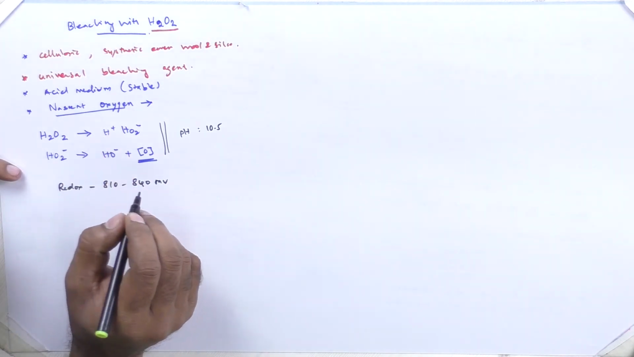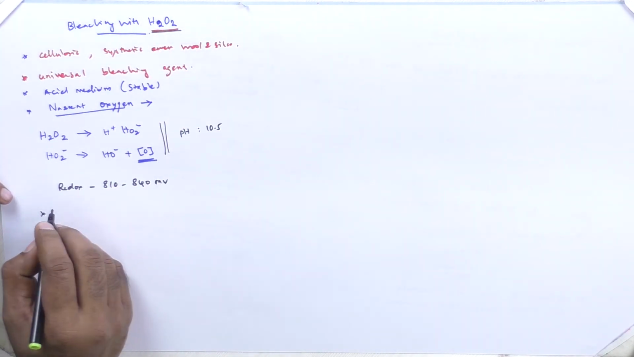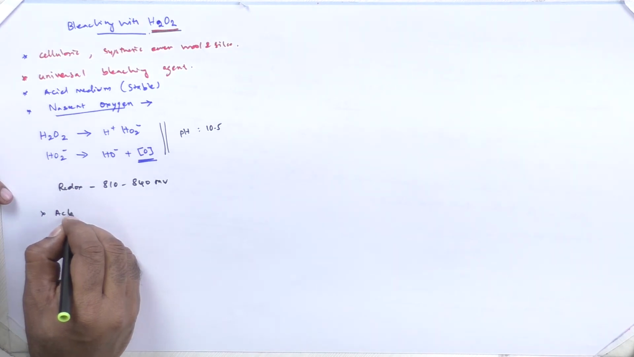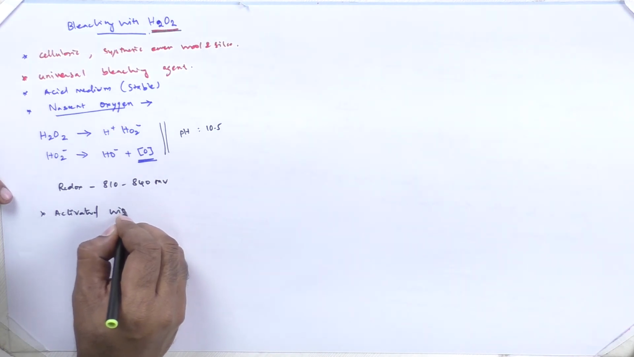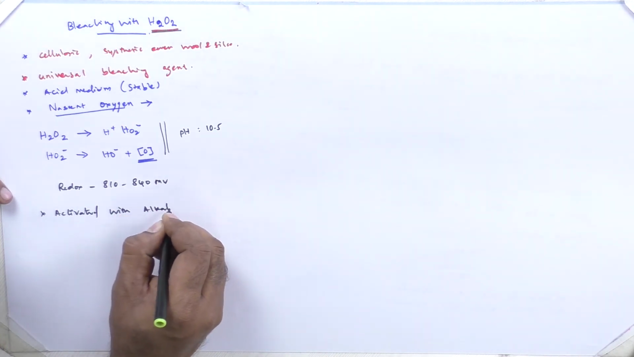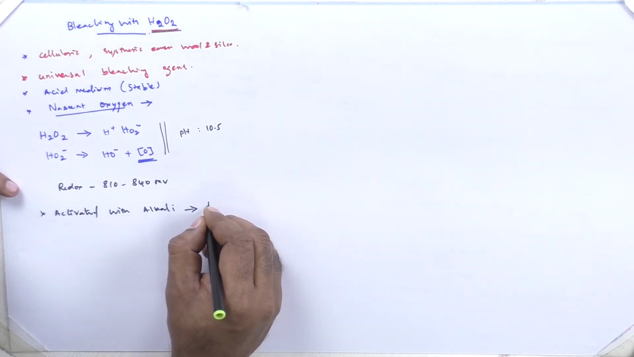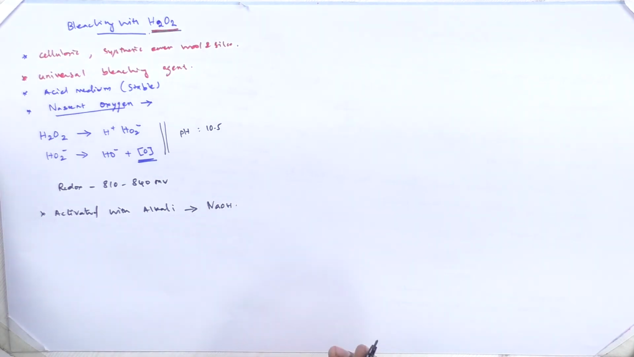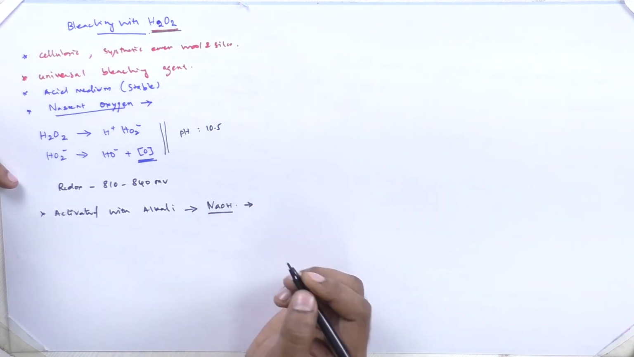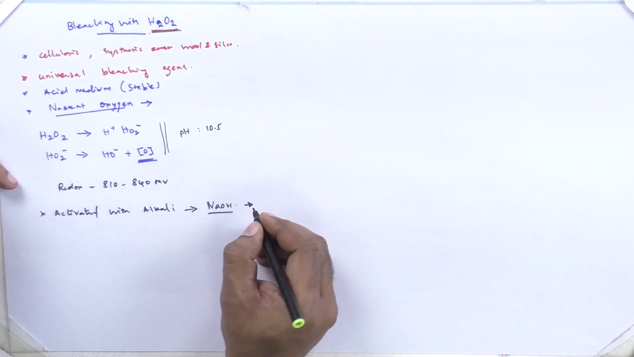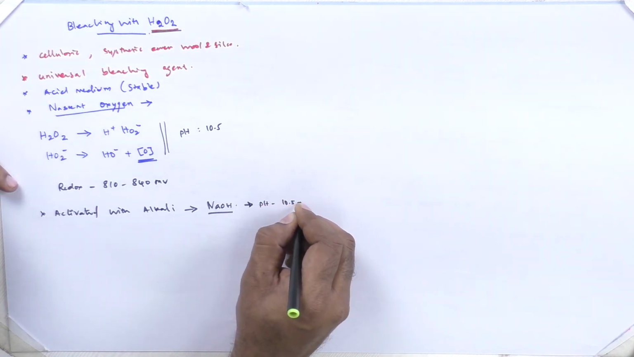And bleaching should be activated with alkaline medium. Normally for activation we use sodium hydroxide, NaOH, which gives oxidizing power to the hydrogen peroxide. It increases the pH to 10.5 to 10.8.